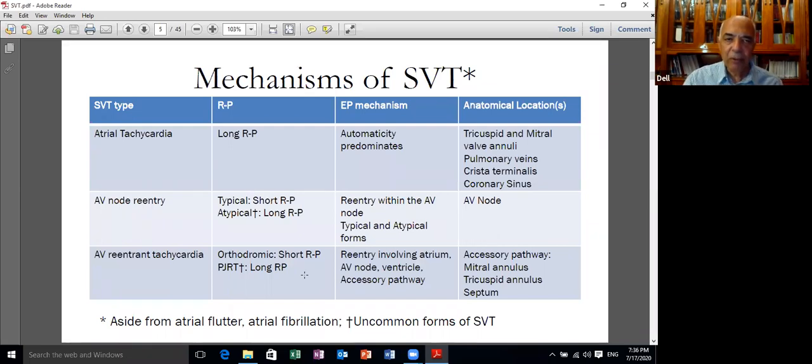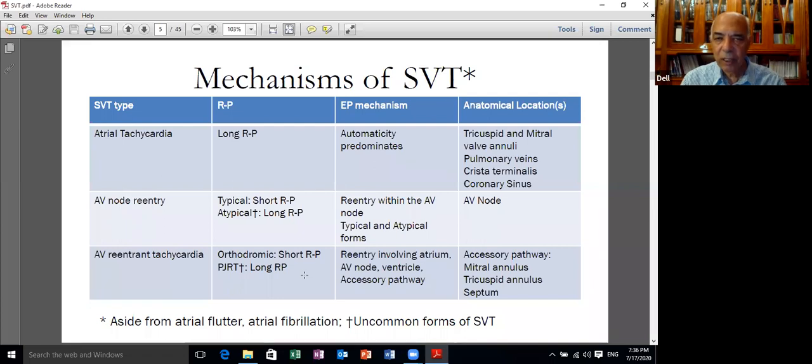Now, this is very important because this is one of the most common supraventricular tachycardias. As a matter of fact, of the 3 important types of supraventricular tachycardia, atrial tachycardia accounts for almost 10% of supraventricular tachycardia. AV node reentry tachycardia accounts for 60%, and the remaining 30% is AV reentry tachycardia. Atrial tachycardia usually has a long RP, and I will explain that shortly. And the mechanism is usually abnormal automaticity. Sometimes it's due to micro reentry, and sometimes it's due to triggered activity.